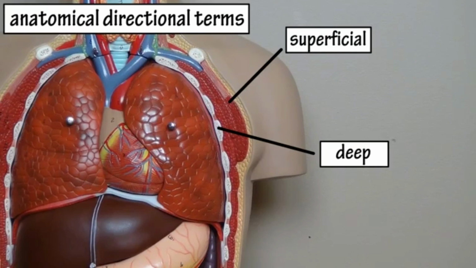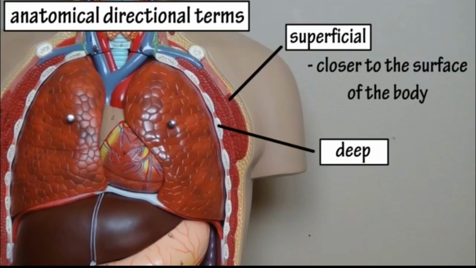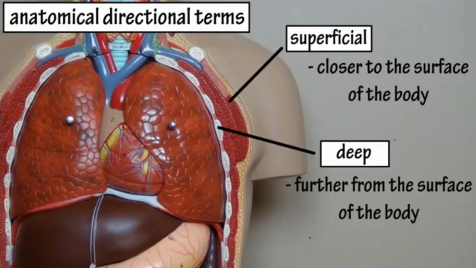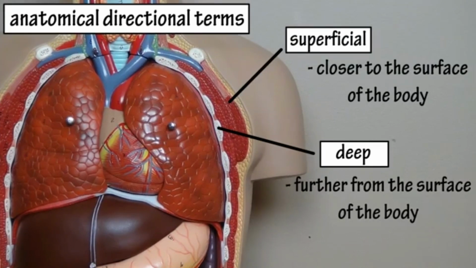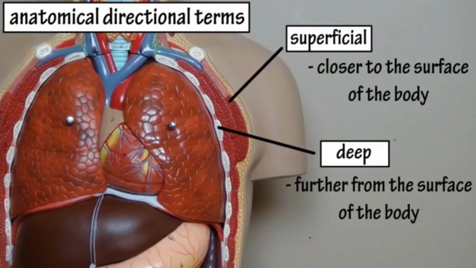Another anatomical directional term is superficial and deep. When we say superficial, this describes a position closer to the surface of the body, and deep describes a position farther from the surface of the body. For example, the skin is superficial to the bones, meaning the skin is closer to the surface of the body. And the brain is deep to the skull, meaning the brain is farther from the surface than the skull.